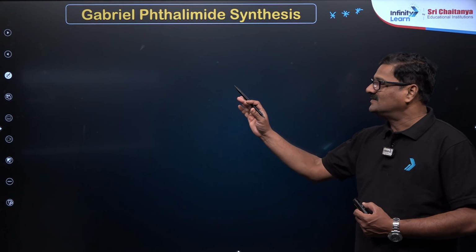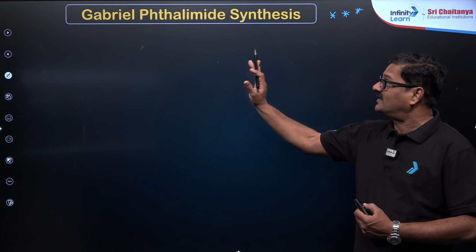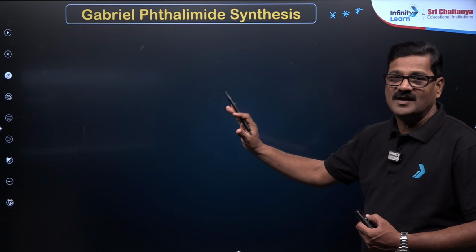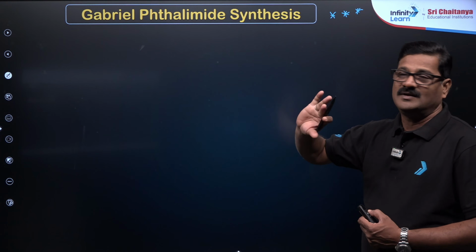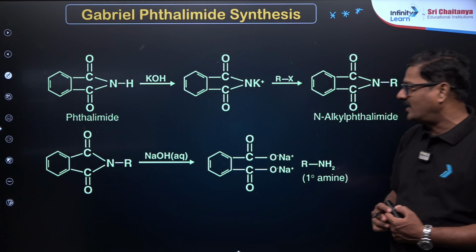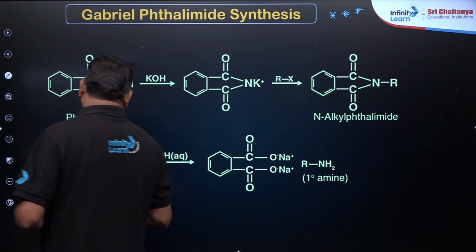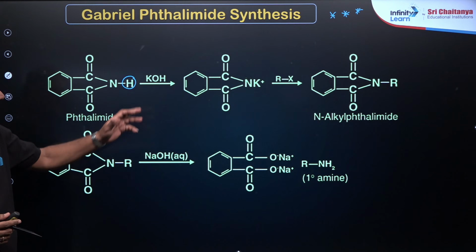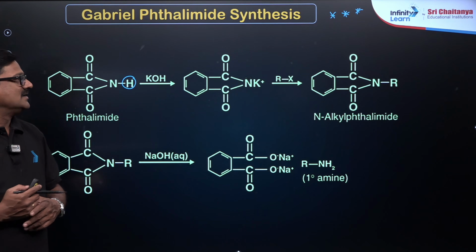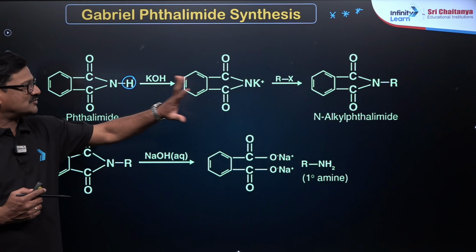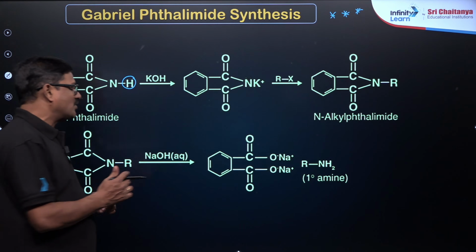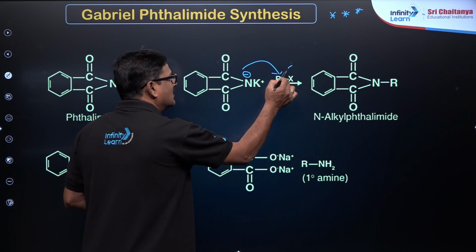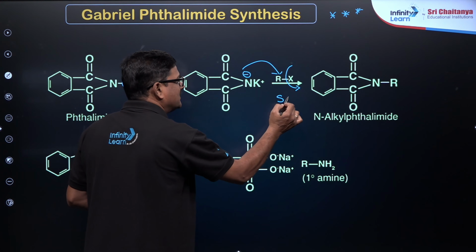And you see, this is the best method. Gabriel phthalimide synthesis is the best method for the preparation of primary alkyl amine. So this is your phthalimide, and this hydrogen is acidic in nature. When it is reacted with potassium hydroxide, you get a potassium salt of phthalimide. Now this is going to be an excellent nucleophile, and it is going to react with alkyl halide by means of SN2.